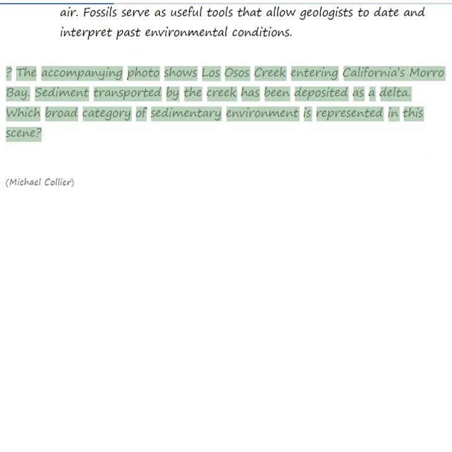The accompanying photo shows Los Osos Creek entering California's Morro Bay. Sediment transported by the creek has been deposited as a delta. Which broad category of sedimentary environment is represented in the scene?